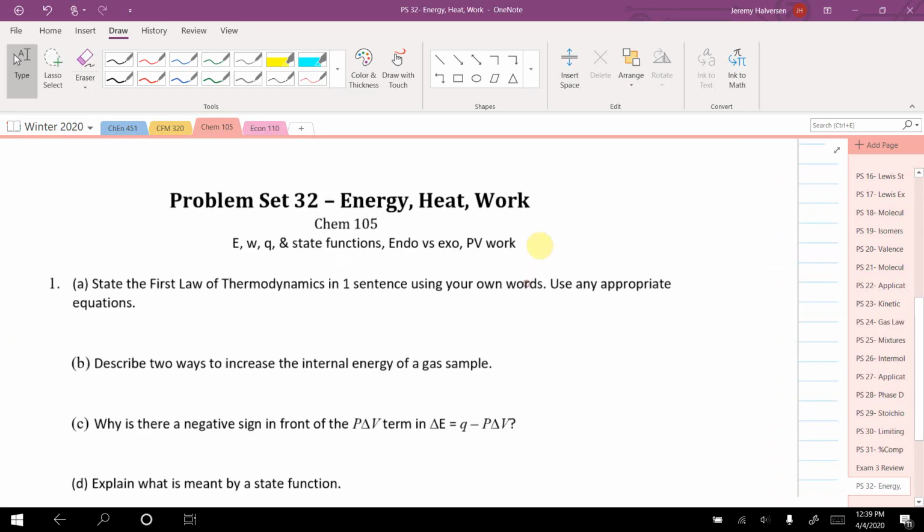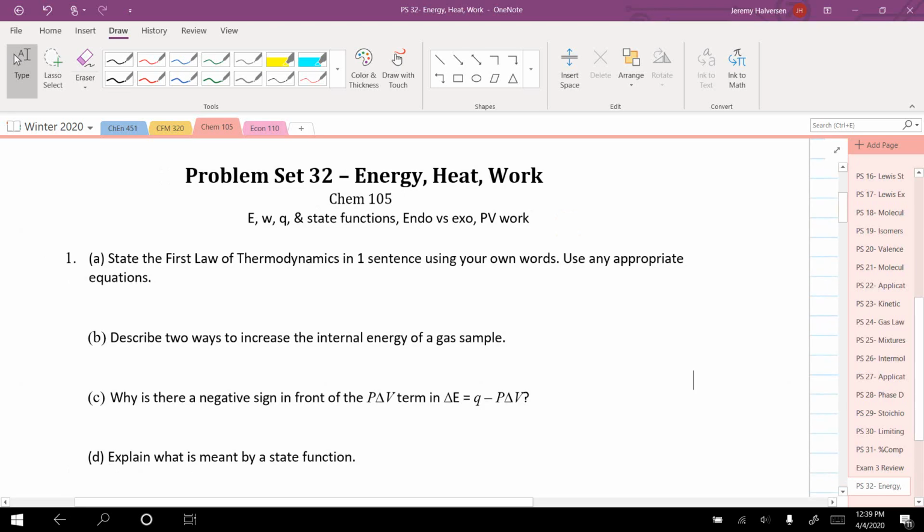So first question asks, what's the first law of thermodynamics? The first law of thermodynamics is that energy is conserved. In other words, the total change of energy of the universe is zero. So this delta, this triangle, that means change. It means final minus initial. And so the total change in energy of the universe is equal to zero.